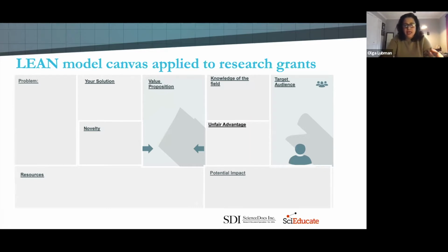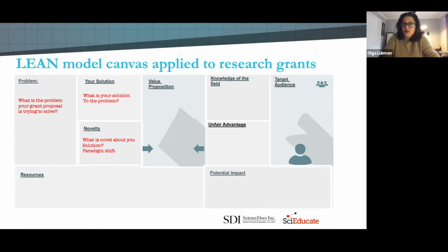research grants. First, define the problem that your grant proposal is trying to solve. In other words, what is the unmet medical need? What is the gap in knowledge?